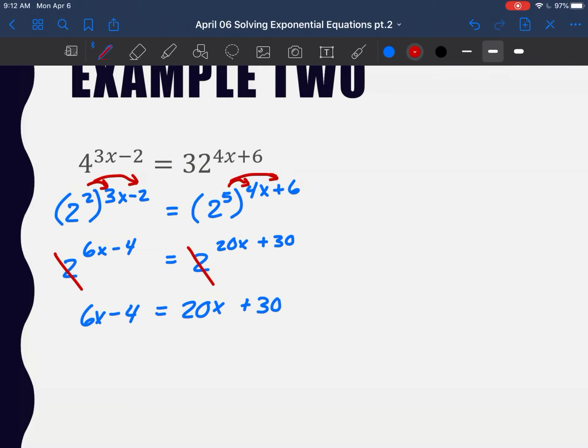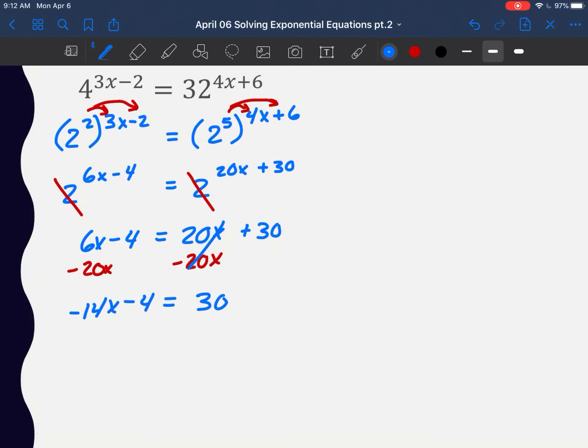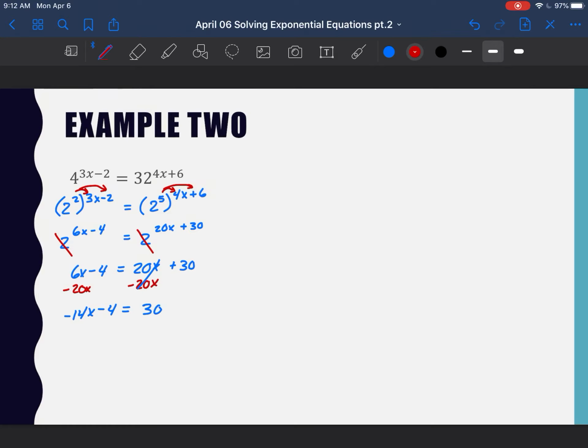Get the x's. There's a bunch of different ways to solve this one. I like to have the x's on the left side of an equation. So minus 20x, minus 20x. So you get negative 14x minus 4 is equal to 30. Then I'll add 4 to both sides, so negative 14x is equal to 34. Divide both sides by negative 14. So then your answer is going to be, guys, you know I'm lazy, so I just leave that as a fraction. Negative 34 over 14.